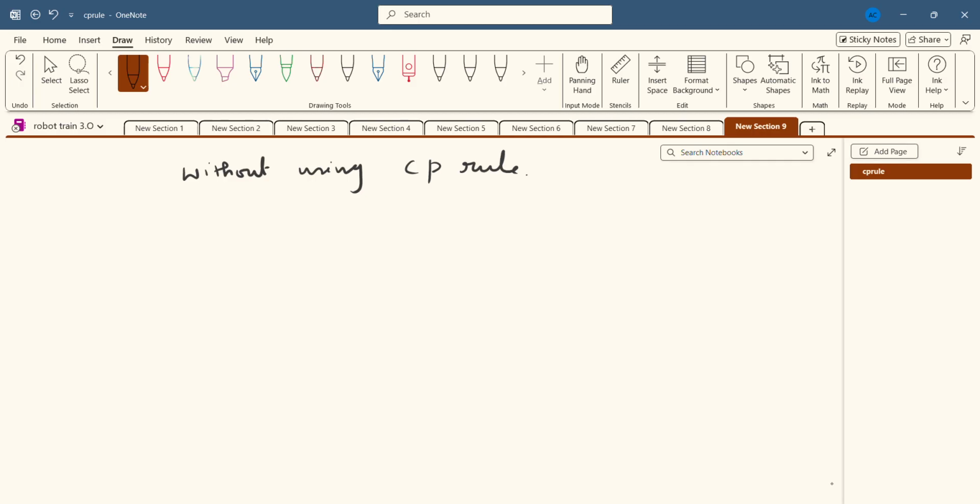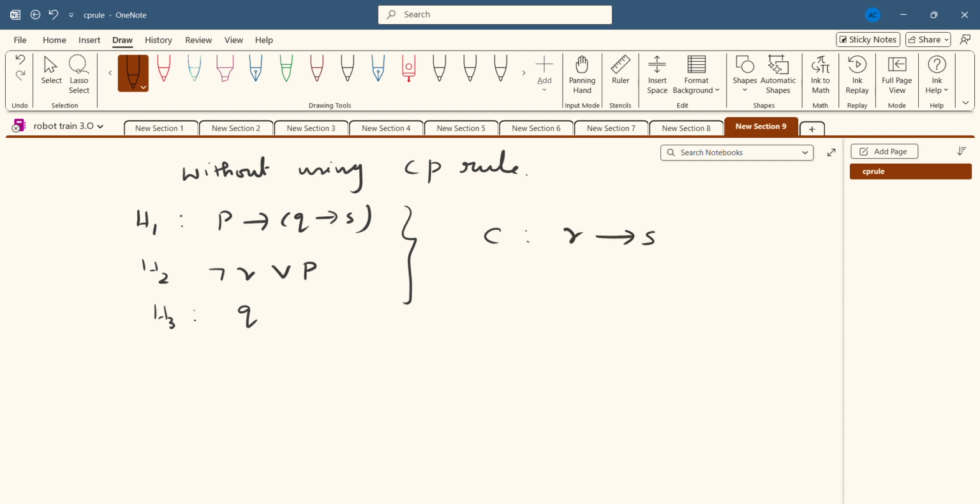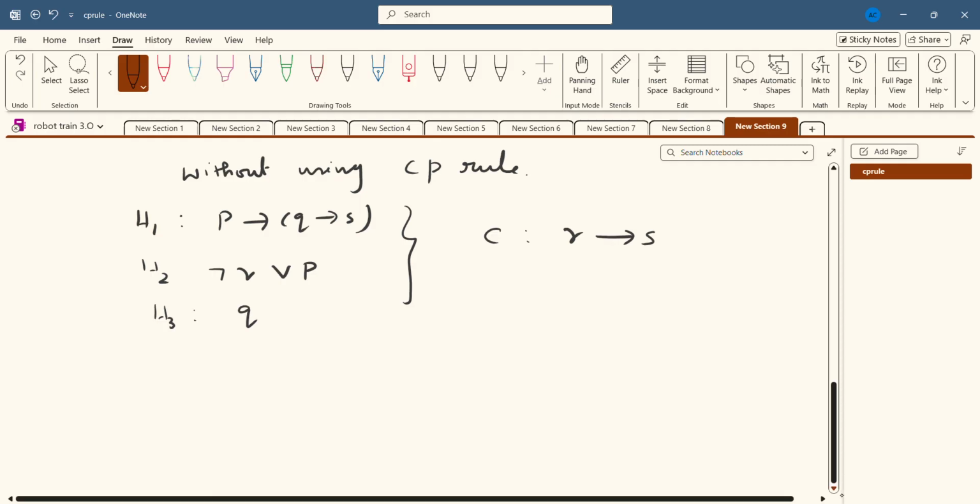Okay, so once again here I have H1. What is your H1? The first premise is P conditional, Q conditional S. H2, negation R union, that is disjunction P. H3, Q, and you can derive the conclusion as R conditional S. Here I am not using the CP rule, so I don't want to take R as the additional premise, so you can directly prove the result.